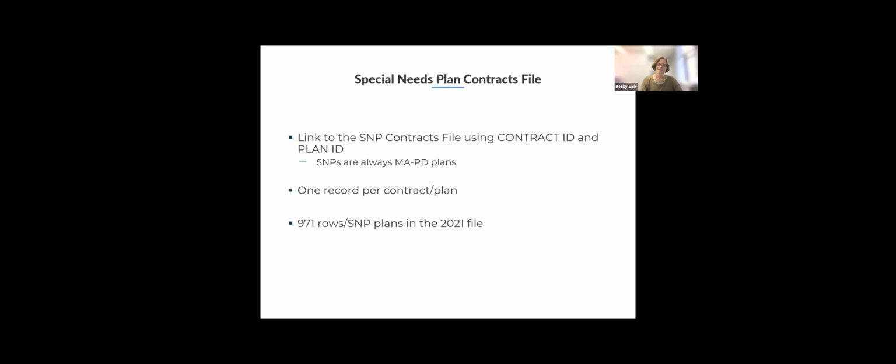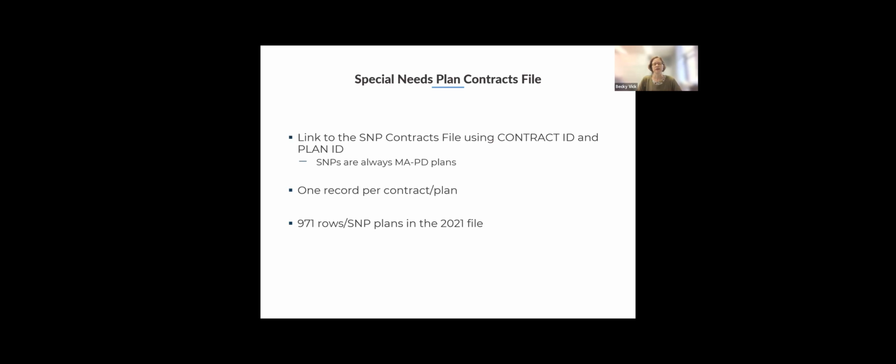Like I just said, you link to the SNPs contract file using contract ID and plan ID. Just a point of interest, SNPs are always MAPD plans, so they cover beneficiaries with comprehensive coverage, parts A, B, and D. The file has exactly one record per contract and plan. And in 2021, there were 971 rows, or SNP plans.